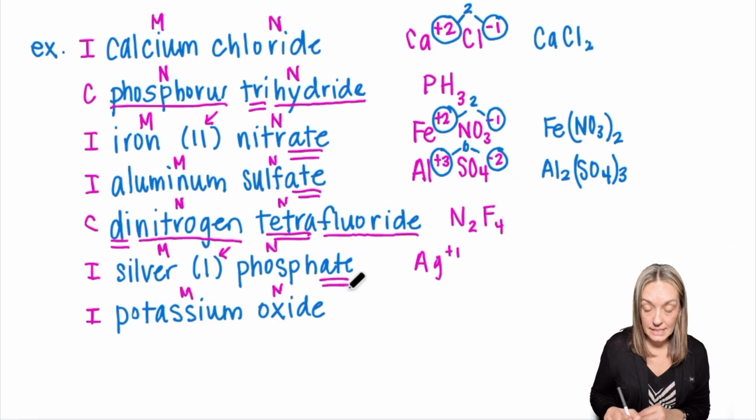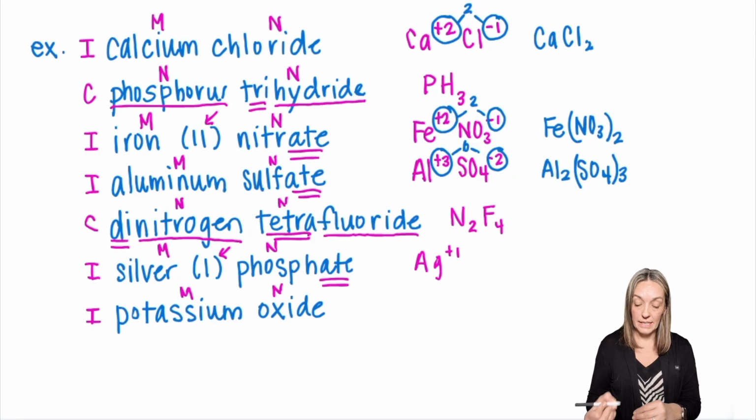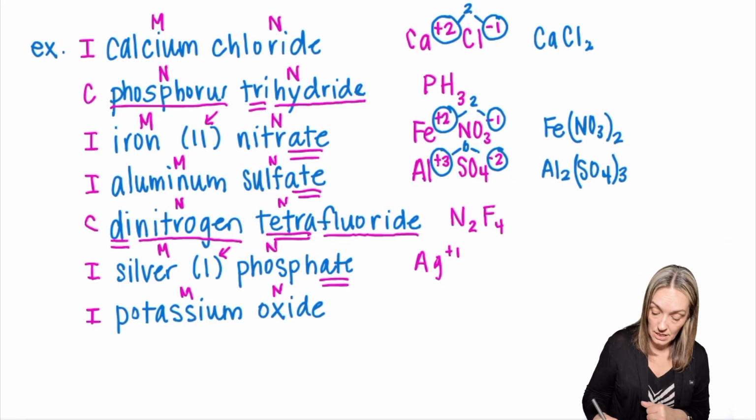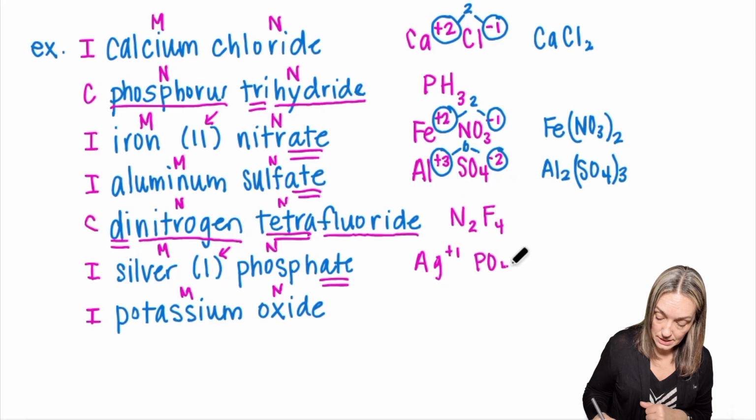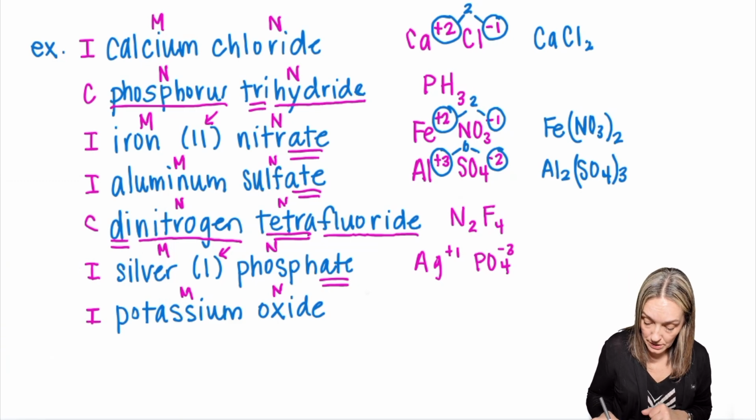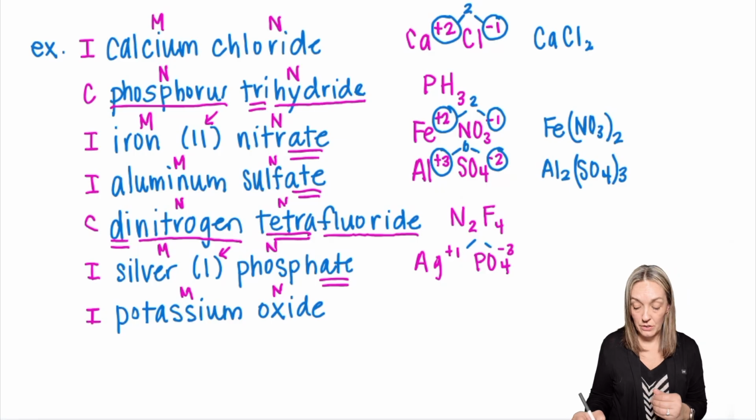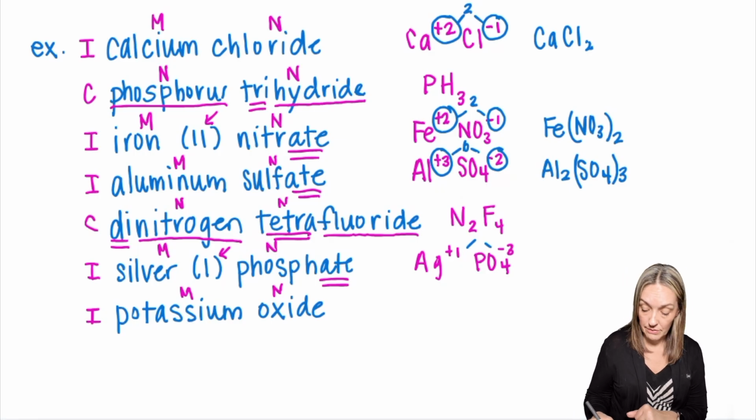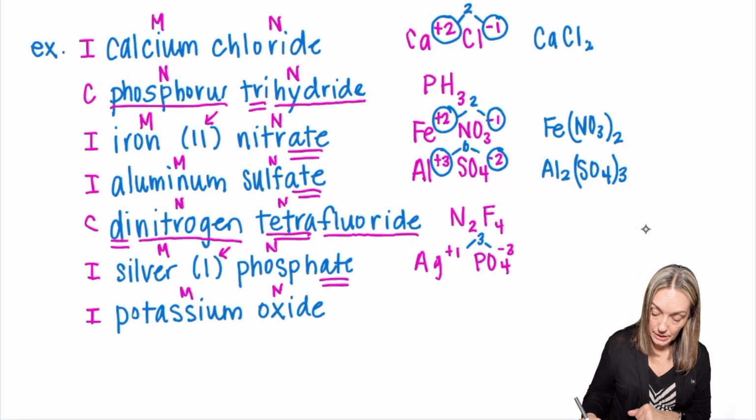Phosphate, I see that ATE ending again. That tells me that I need to go to my polyatomic sheet. On your polyatomic sheet, you'll see that PO4 carries a -3 charge. After you've identified the charges, you now have to zero the compound out. In order to do that, we're going to figure out what 1 and 3 fit into evenly. The lowest common multiple between them is 3.